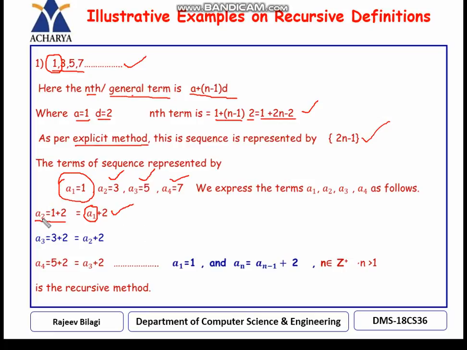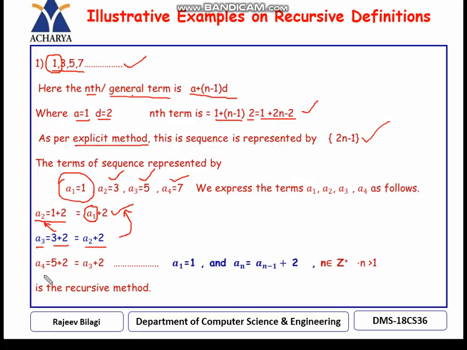Okay, so this is how a2 I can represent it as a1 plus 2. Now a3, depending on the previous value, if you look at a2 plus 2, it is 5. So I can write it as 3 plus 2, where I got a2 as 3. So I can write a3 is equal to a2 plus 2.